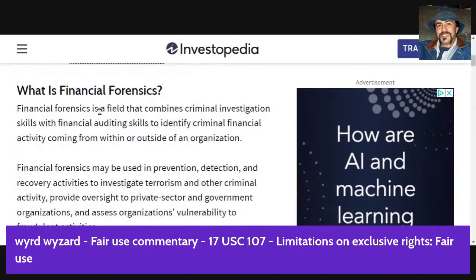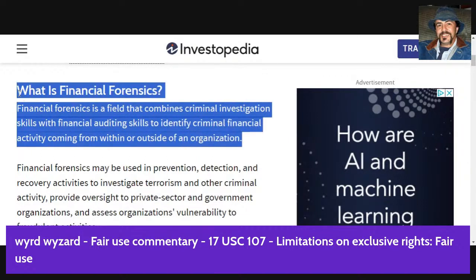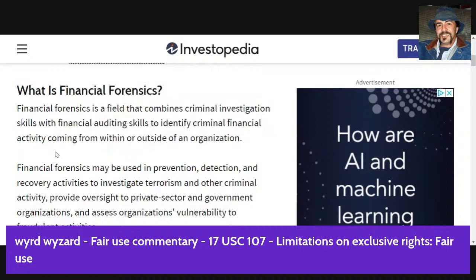Financial forensics is a field that combines criminal investigation skills with financial auditing skills to identify criminal financial activity coming from within or outside of an organization. Remember the data elements, folks. The data elements are the numbers and other identifiers.